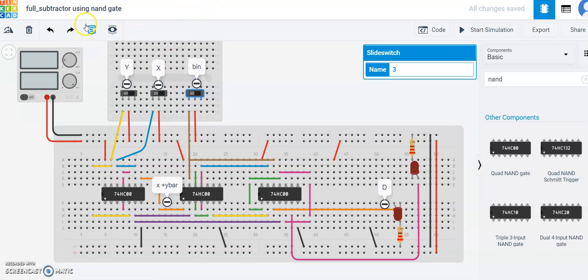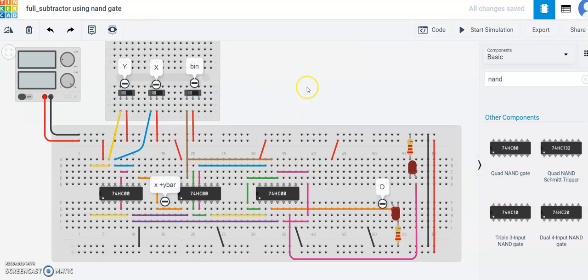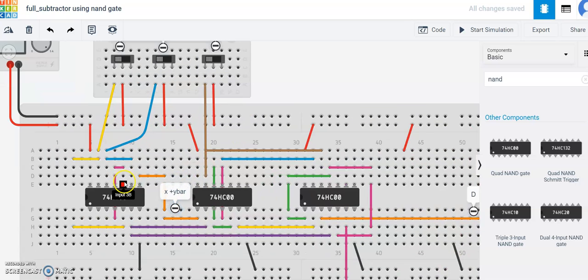So in this video you will see how to make a full subtractor circuit using NAND gate circuit. This is the circuit for the same. Please take a close look over here.